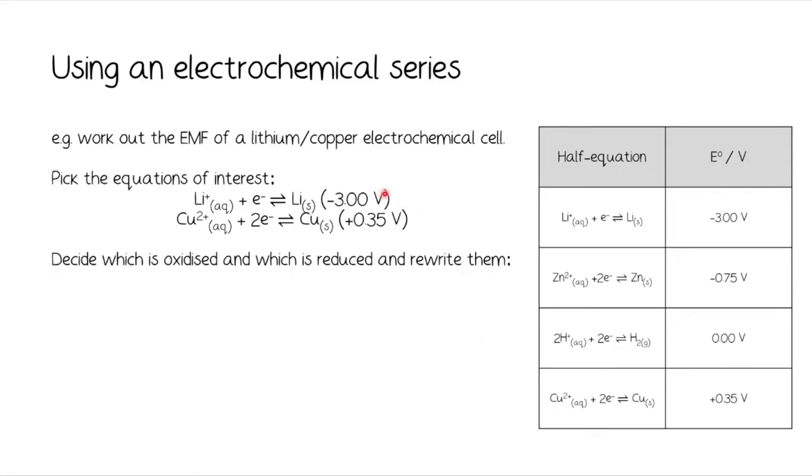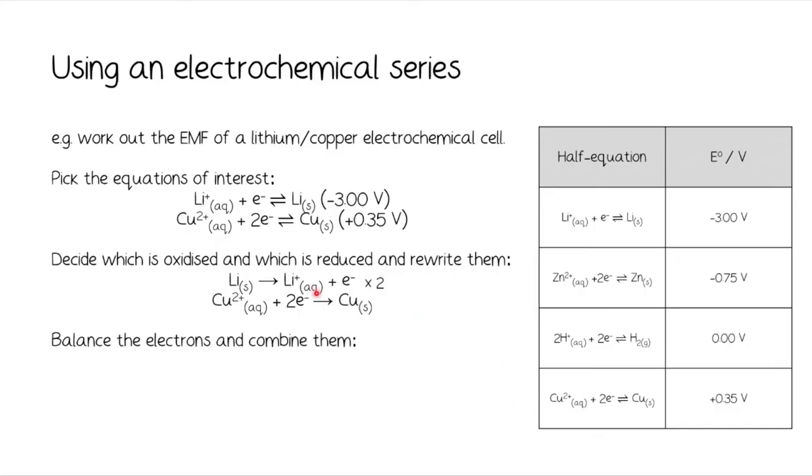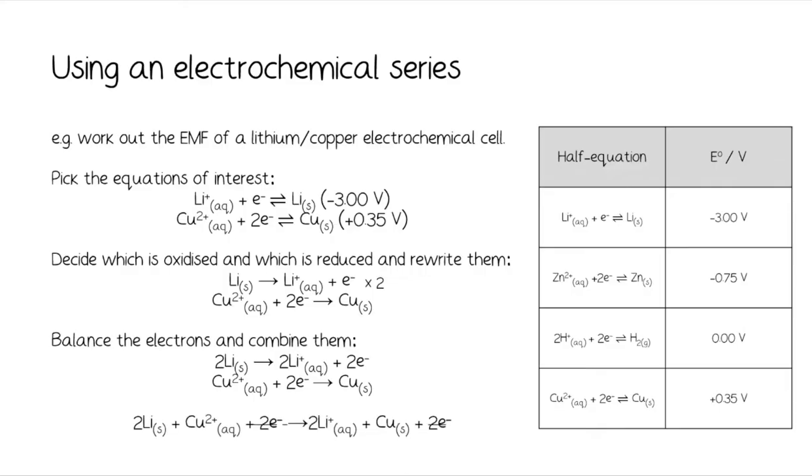The lithium's more negative, so that one's being oxidized, and the copper is more positive, so that's being reduced. We're going to rewrite the lithium equation to show oxidation, which is this, and we're going to rewrite the copper equation to show reduction, which is actually just the same as here. Next, we need to balance the equations. I'm going to multiply this by 2, so we get 2 electrons here. So you've now got 2Li goes to 2Li+ and 2e-, and the copper one stays the same. Combining these two gives you 2Li + Cu2+ + 2e- goes to 2Li+ + Cu solid + 2e-. And then all you do is remove the things that are on both sides. We've got electrons on both sides, so off they go.